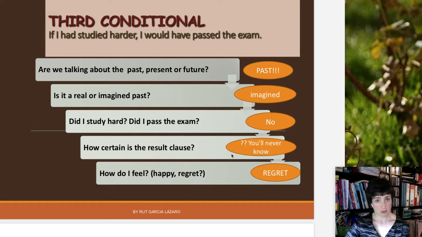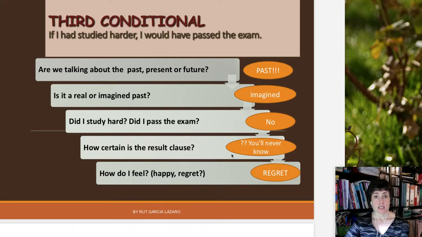Imagined, completely imagined. You don't know, you're dreaming, you're making up reality because you didn't study and you didn't pass. So you are imagining a different situation in the past. But of course, nobody knows what would have happened, right? We don't know what would have happened.